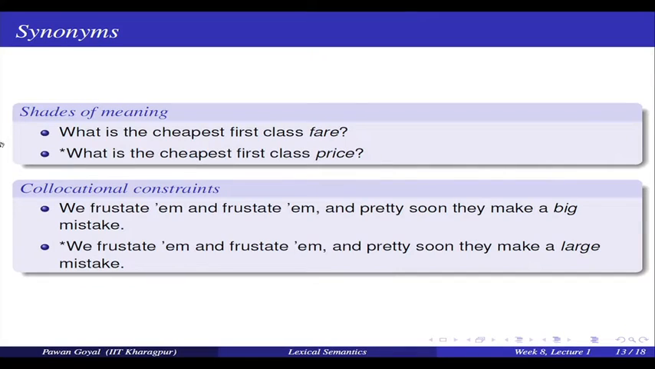So here is a sentence: we frustrate them, and pretty soon they make a big mistake. And you would not substitute large here. So large mistake is not collocational, but big mistake is collocational. So because of language usage also, some words are preferred over others. So they cannot be substituted at all places, only in some places.